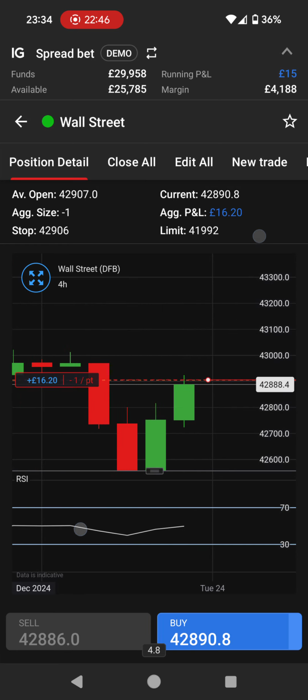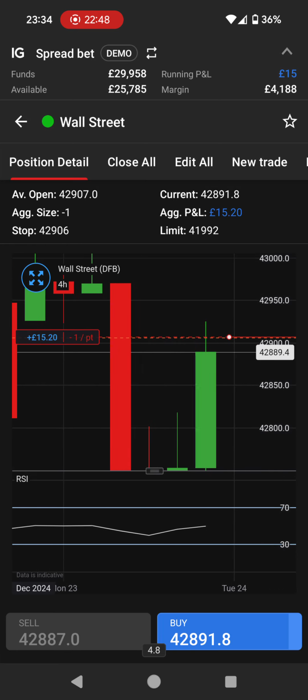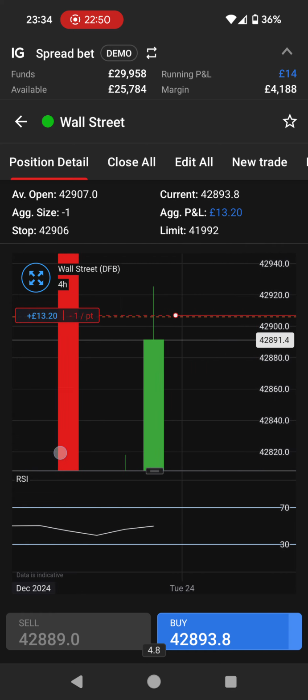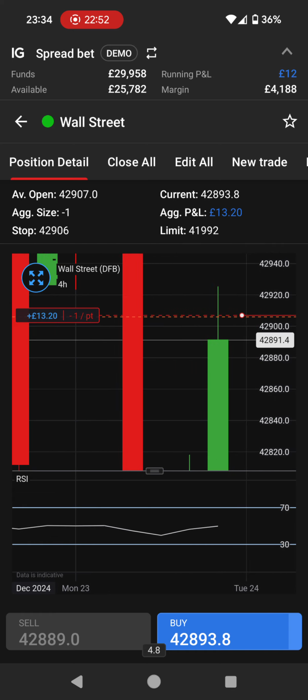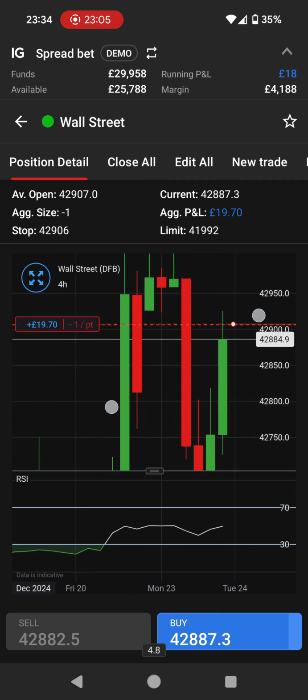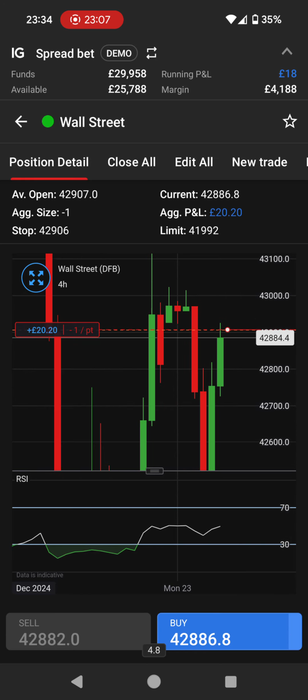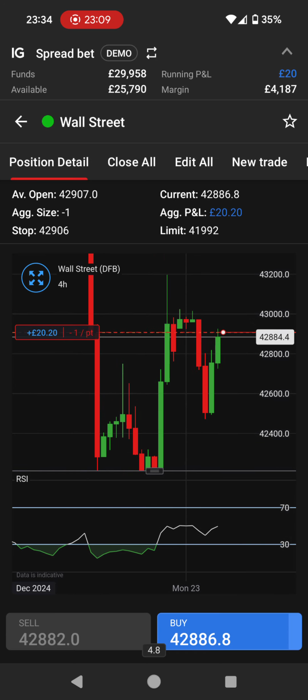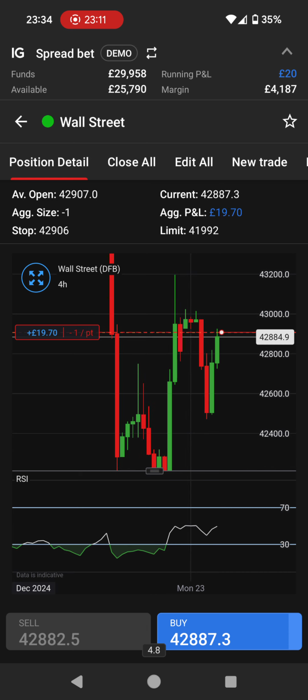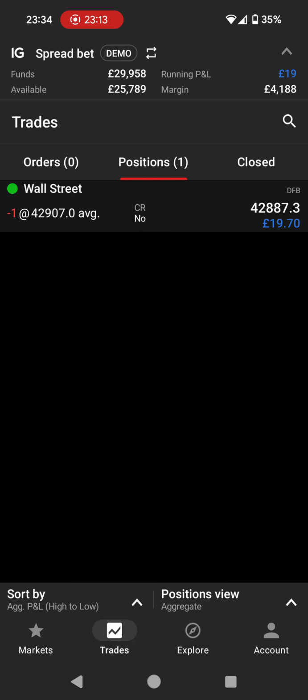As you can see, if I zoom right in, got that tiny little orange line underneath. So now if that candlestick moves up, so I'm £20 in profit now, but if it shoots back up, I now effectively can't lose. It's as simple as that. So we'll keep that running while I'm talking.